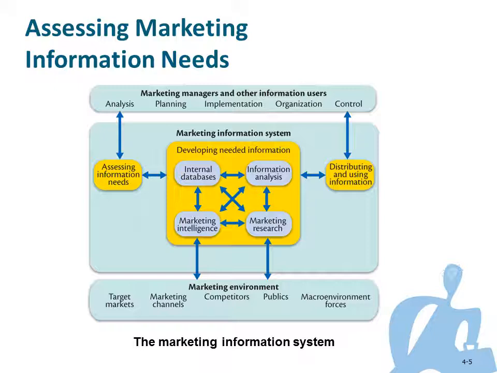Here, the marketing information system consists of the marketing managers and other information users, analysis, planning, implementing, organization, and control. This is the input for the marketing information system, and for the second step, developing needed information. Here in the middle, there are 3 steps. Number one, assessing information needed. Number two, developing needed information. Number three, distributing and using information.